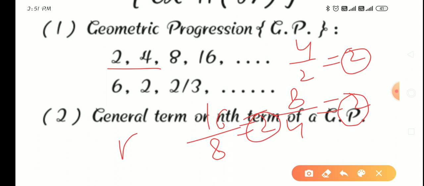In the case of AP it was the common difference, where you subtract the preceding term from the succeeding term. Here you are dividing a term of the GP by its preceding term, so you are getting the common ratio. So here I was saying to you, Tn equals a r to the power n minus 1.